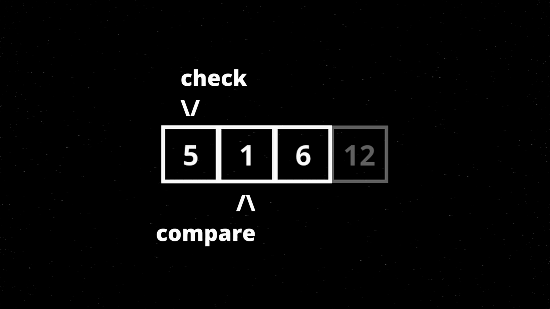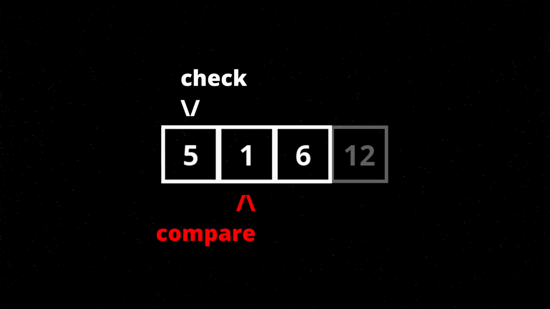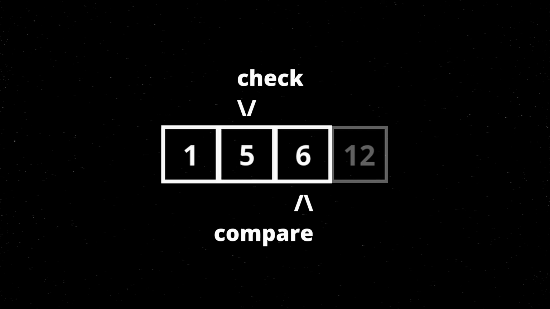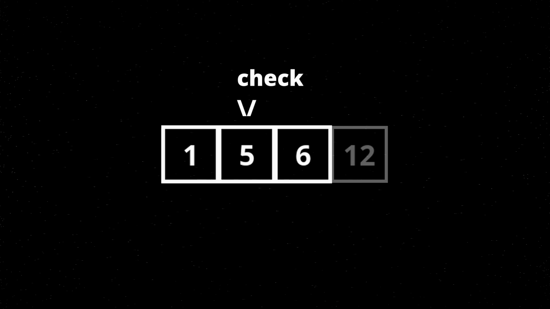So we start with comparing 5 and 1. We can see that 5 is greater than 1, so we swap them. Next we look at 5 and 6, and we can see that 5 is less than 6, so no change is necessary. We're left with the array of 1, 5, 6, and 12.